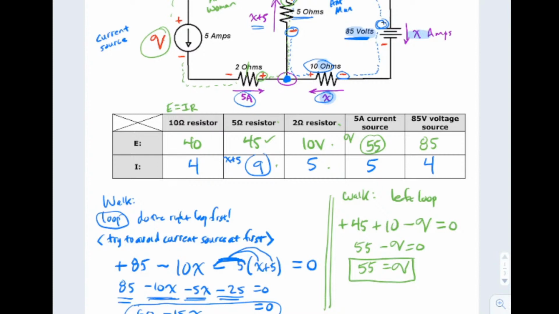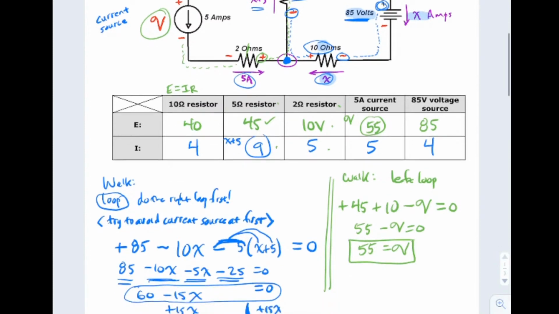Good news is all of my current answers came out nice and positive, which means my arrows are correct. I didn't get any arrows wrong. That's good. Of course, if I did get an arrow wrong, I wouldn't care. I would just put the negative in my answer and keep moving.